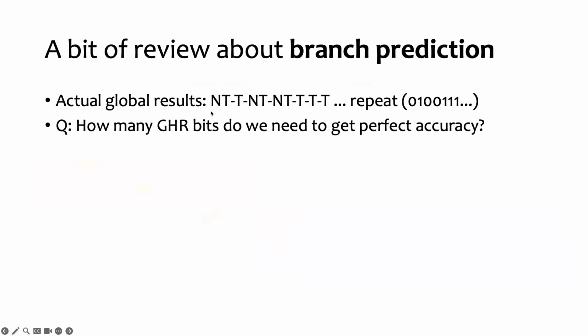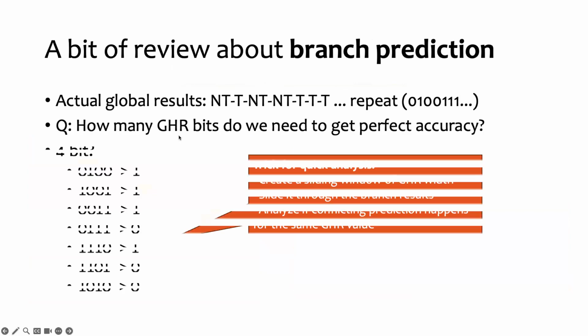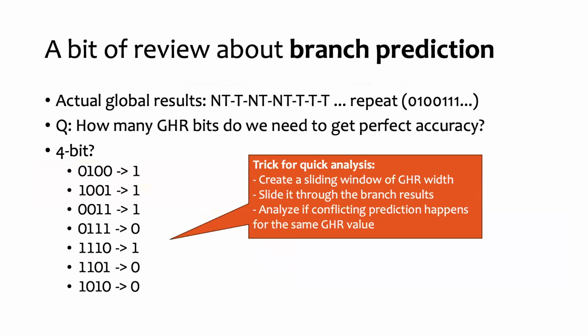And a bit of review about branch prediction. This is for the previous assignment. When it comes to GHR, if you want to put everything in the table, it's going to take a lot of effort. So instead, the way I prefer to do it is I would just consider the branch result as a bunch of binary numbers, and then imagine that I have a sliding window of whatever number of bits of the GHR, and then I'll identify all the subsequences in the actual branch results, and then figure out what is the next result that I should predict.